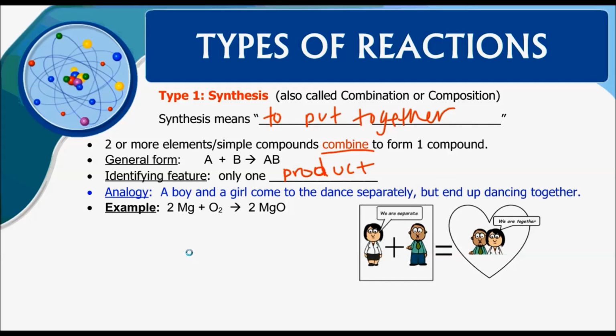An analogy that we'll use, and you'll see these analogies in your practice packet, is a boy and a girl come to the dance separately, but end up dancing together. A real life example is when you've got magnesium and oxygen reacting on the reactant side to produce magnesium oxide.